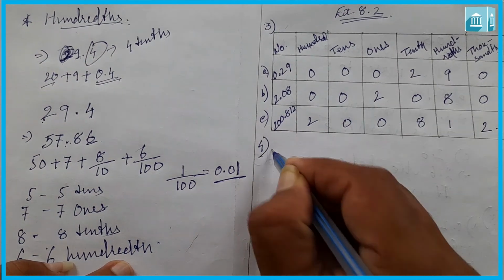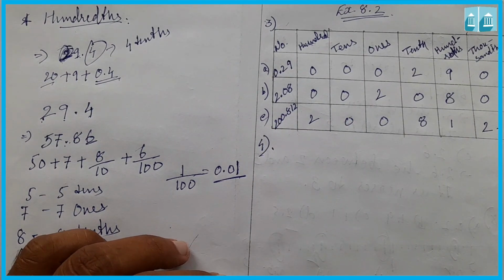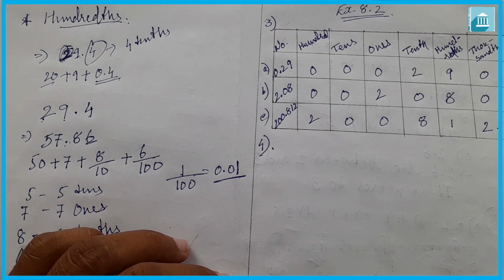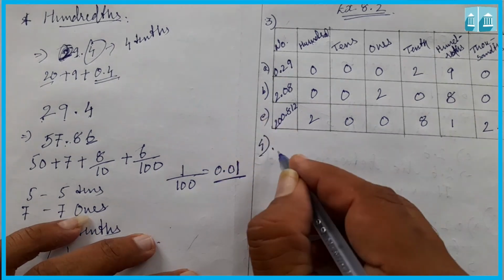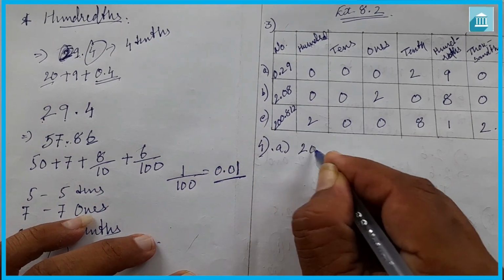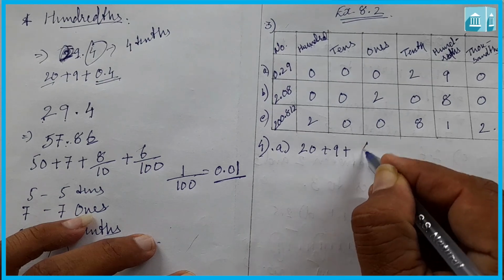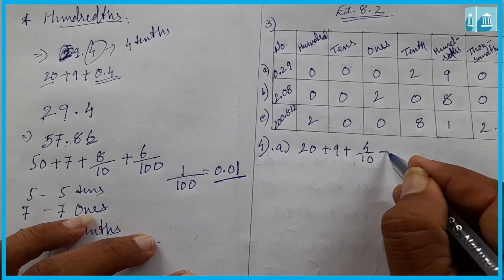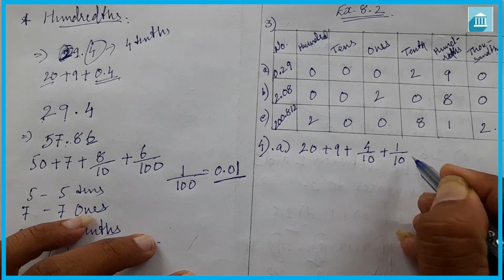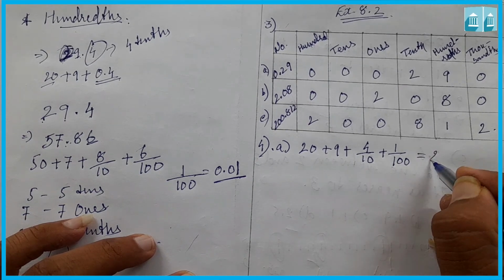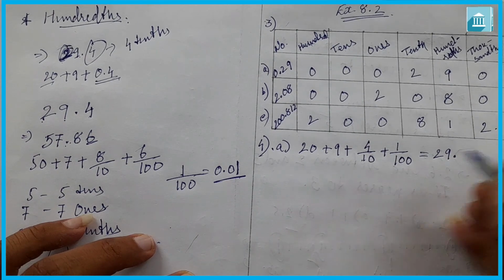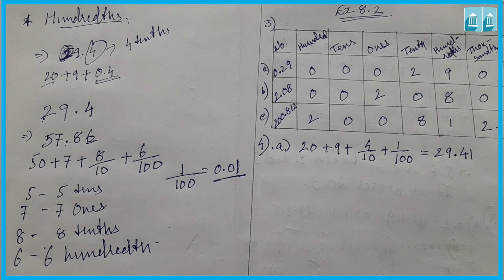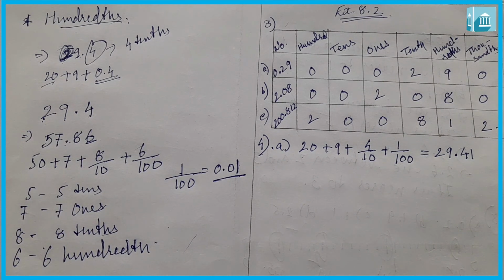Now let us see question number 4. Question number 4 is: write each of the following as decimal. In that, A is 20 plus 9 plus 4 by 10 plus 1 by 100. This can be written as 20 plus 9, 29.41. 29.41.